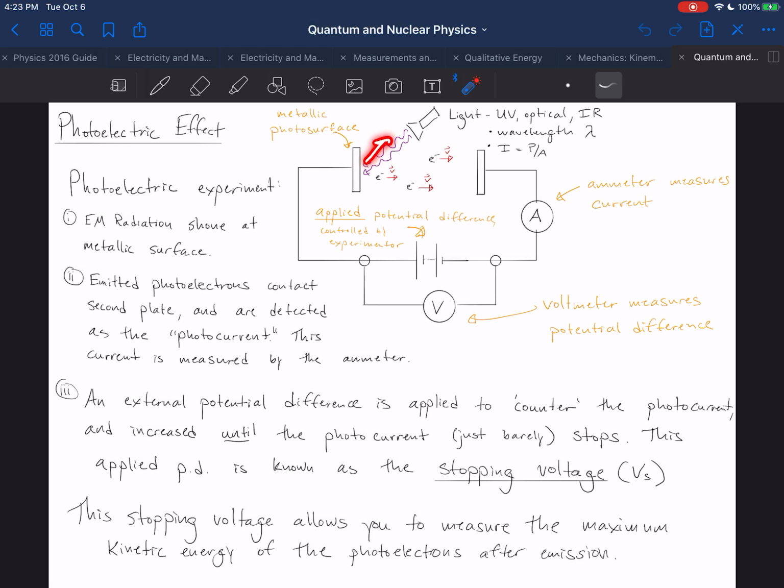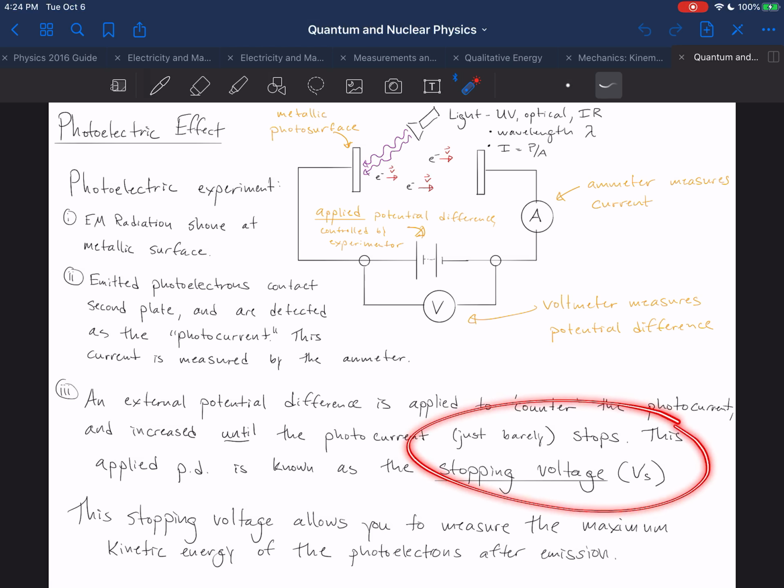We'll call these the maximum kinetic energy electrons. Other electrons that are emitted in this direction may have the same amount of kinetic energy, but they won't have the same horizontal velocity here. And for the ones that are ejected exactly out of the photosurface at the other electrode, the stopping voltage is the potential difference you need to apply to get them just barely to slow down and turn around right here before contacting the second electrode and being detected as the photocurrent. That particular value of potential difference you need to apply is known as the stopping voltage, which will be discussed in the next video in more detail.